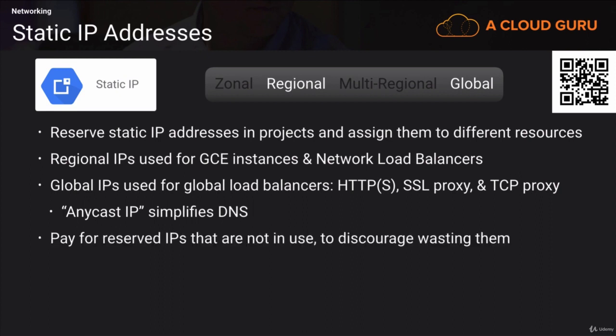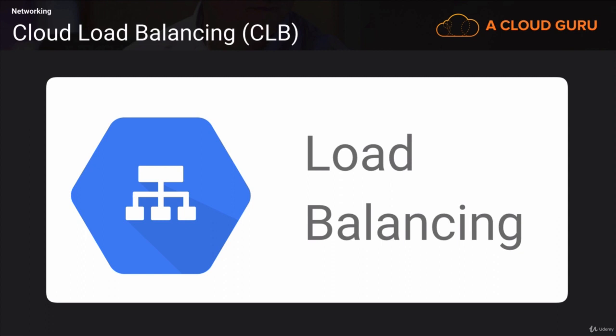Now, these static IP addresses don't generally cost anything, but they will if you hoard them. You pay for reserved IPs that are not in use, because the public IPv4 address space is a scarce resource, so we shouldn't waste them. So let's say that we are using one of these static IP addresses, and we're pointing it at a load balancer. That's where Google's Cloud Load Balancing comes in.